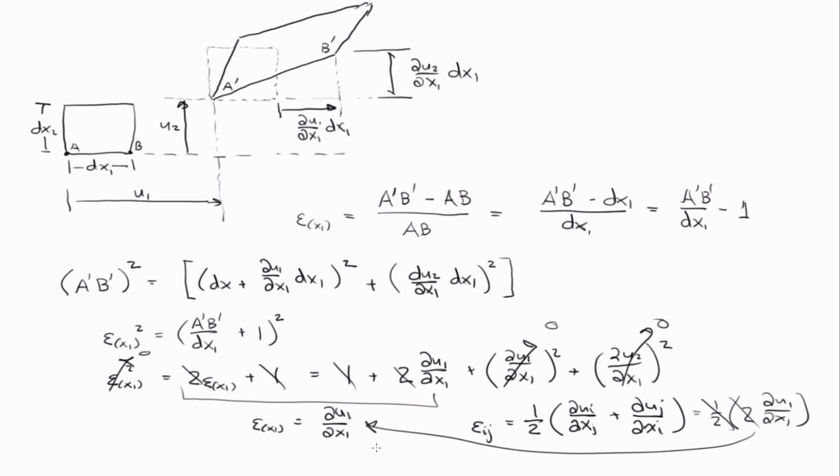And so that's where the 1/2 comes from, because it shows up in the geometric argument for the small strain, okay? And so when we define our large strains, we want them to be consistent in the small strain limit, right? And so that's why we said that they equal 2e.